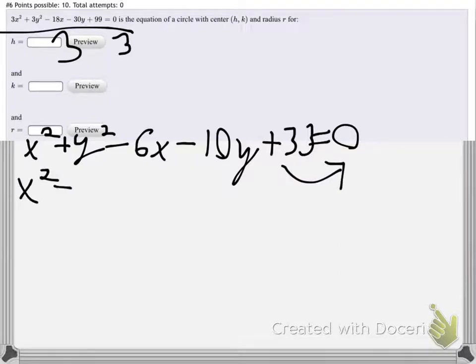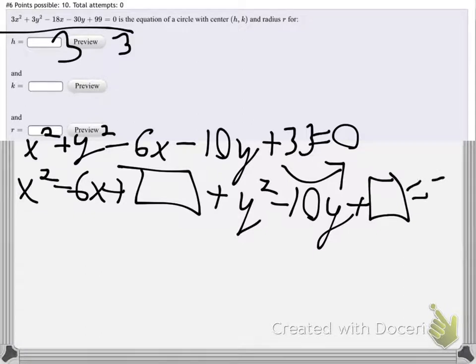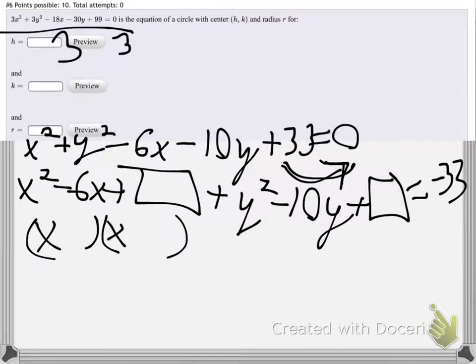I'll get the x's together. It's x squared minus 6x plus some mystery number, and then plus y squared minus 10y plus some mystery number equals, at this point, a negative 33, because we're subtracting the 33 to the other side of the equal sign. Then we're making the factors happen, making sure there are 2 of the same thing, so that in the end we can say something squared.